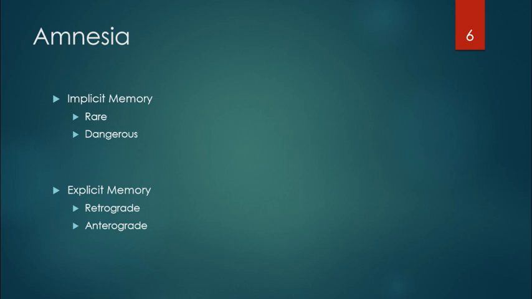So, if someone experiences amnesia, we can look at the two different types of memory that we've talked about. Implicit memory. If someone is experiencing implicit memory amnesia, so troubles with implicit memory, this is exceedingly rare and it's incredibly dangerous. Remember, we're talking about the cerebellum, which is located in the brainstem. And if there's some sort of trauma that attacks the cerebellum, that is likely going to cause some pretty severe complications.